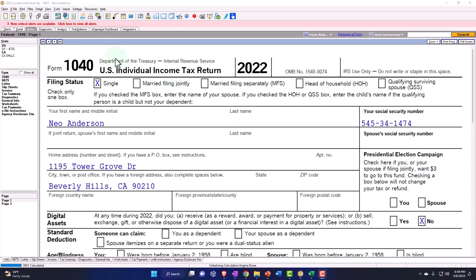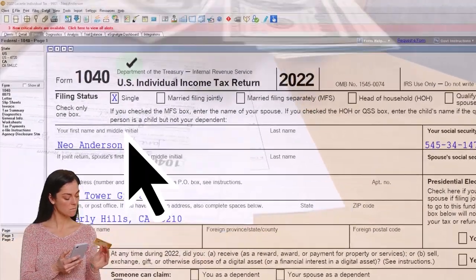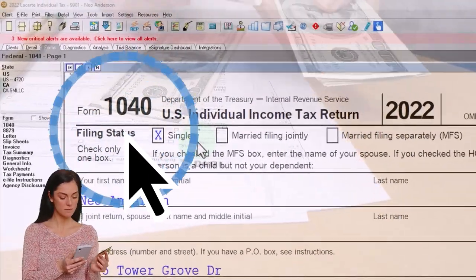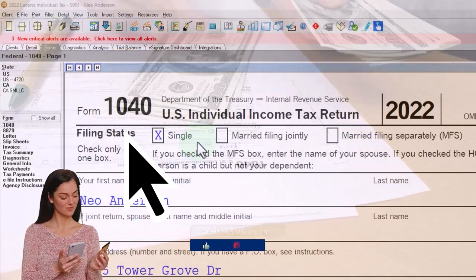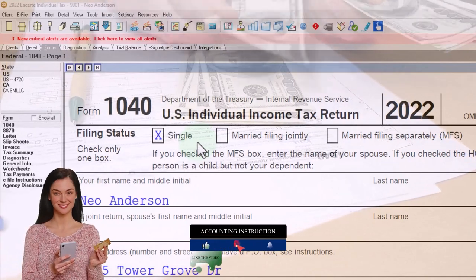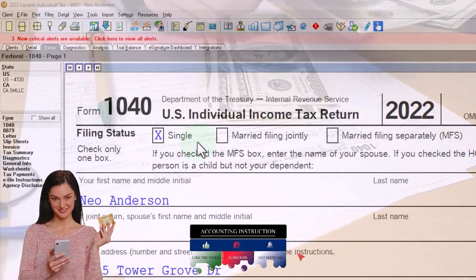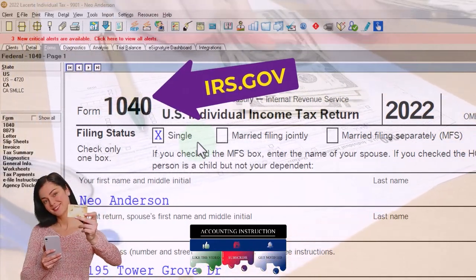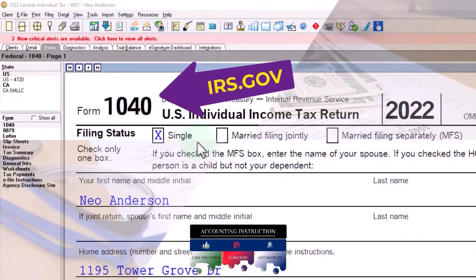Here we are in our example Form 1040, populated with Lacerte tax software. You don't need tax software to follow along, but it's a great tool to run example problems with. You can also get access to the Form 1040 related forms and schedules at the IRS website, irs.gov.